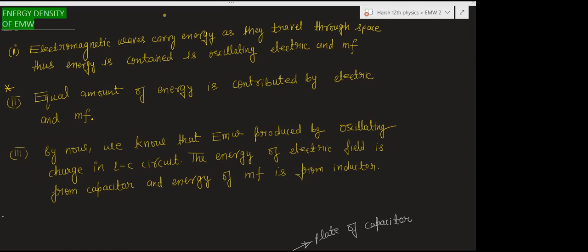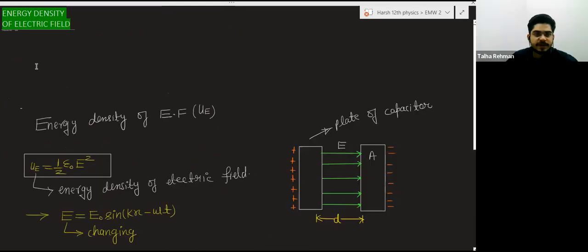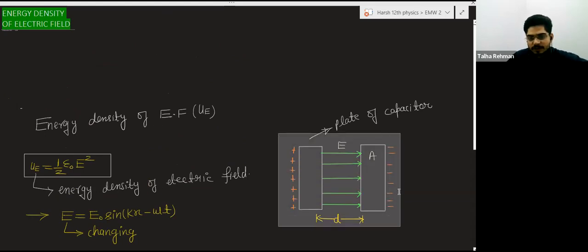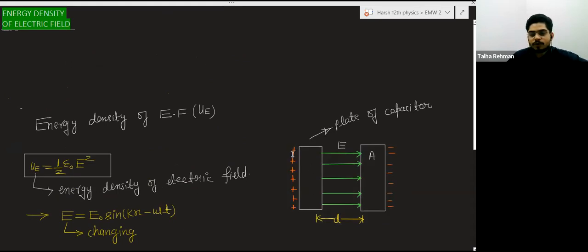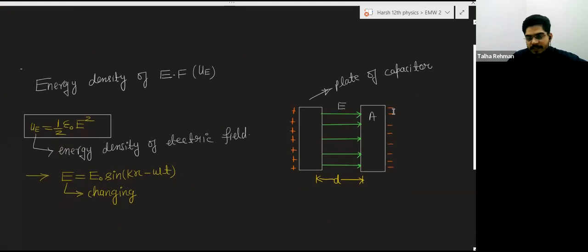Done, sir. Okay. So energy density of electric field. Basically, this is a capacitor. This is one plate of the capacitor. This plate is positively charged, and this plate is negatively charged. And this capacitor is in the charging condition right now. If the capacitor is in the charging condition, then the electric field in between the plates of the capacitor will be variable.